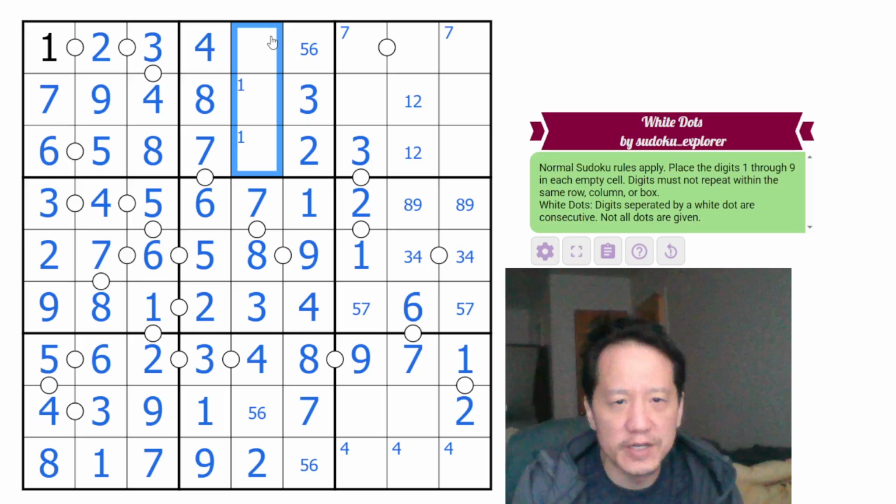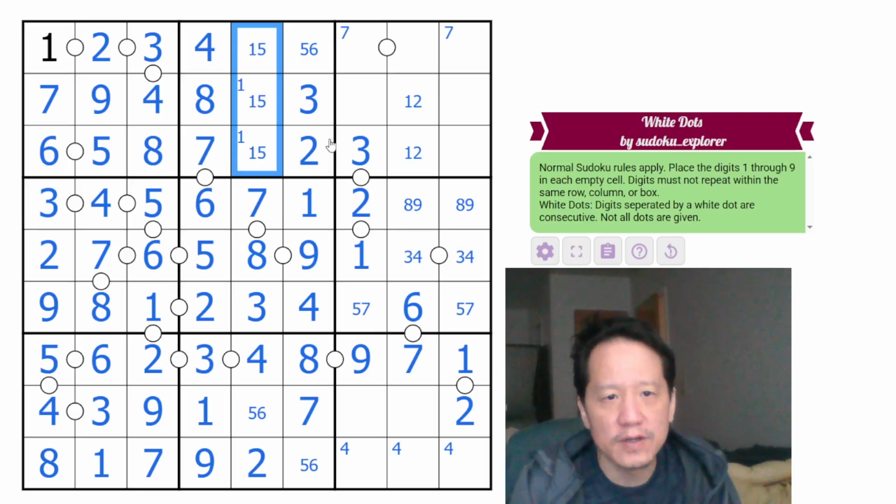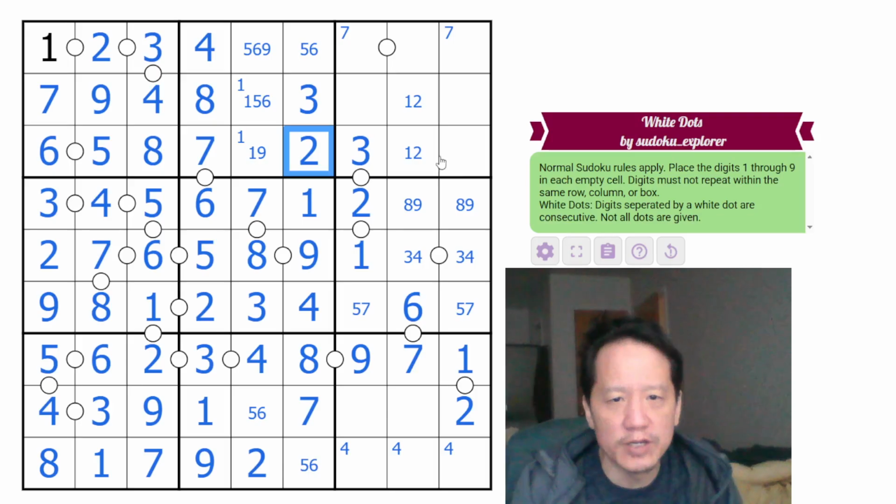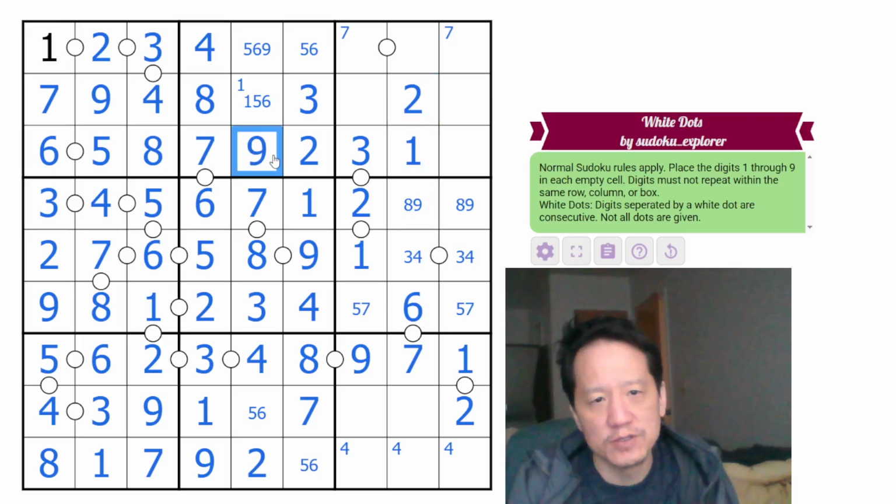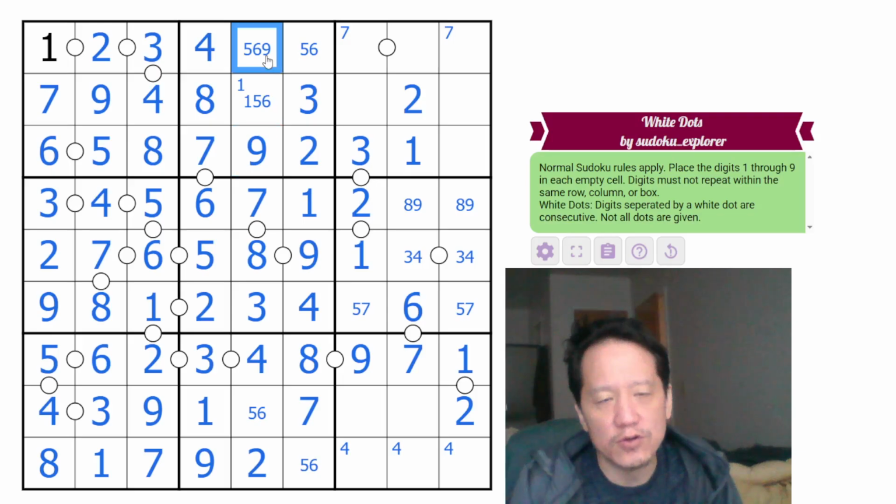So what's the remaining digits here? It's 1, 5, 6, and 9. Well, this can't be 1, this can't be 9, and this can't be 5 or 6. This can't be 2 anymore, so therefore this must be 1, which makes that a 2. This 1 means this can't be 1, so this is a 9. Well, the only place for 1 now has to be here, so in this box. So this is a 1.